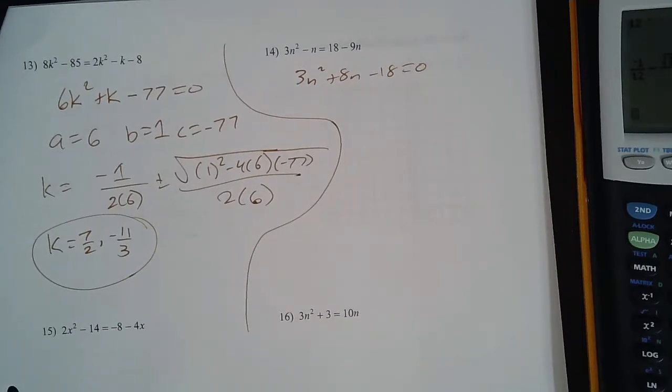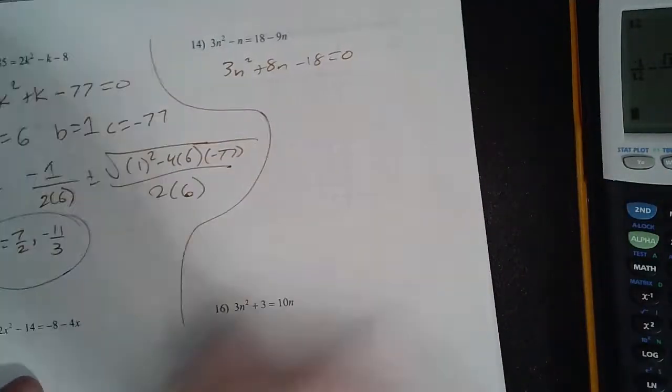Actually, you know what? I wonder if this gives me a square root answer. I need to make sure this is factorable. Negative 54, does anything multiply to negative 54 and add to 8? I don't think so, actually. 6, 9. I don't think anything multiplies. I think this has to be quadratic formula. All right, let's just do quadratic formula then.